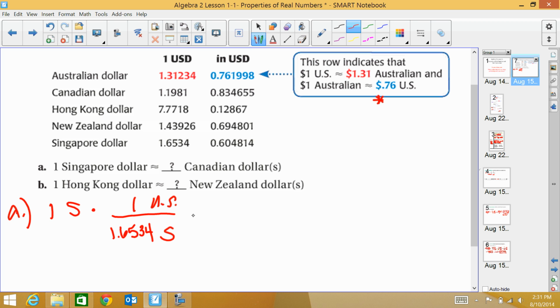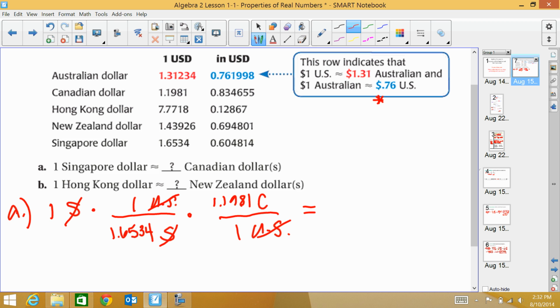Okay? And then I need to convert from US dollars to Canadian dollars. So the Singapore dollars canceled out. And then where would US have to go in order to make our conversion work? It would have to go on the bottom to cancel out, and Canadian dollars would have to go on the top. And I'm going to use the 1 US dollar column again because that's easy for me. So 1 US dollar is how many Canadian dollars? And it is 1.1981. And so the US dollars cancel out, and now we've converted to Canadian dollars.